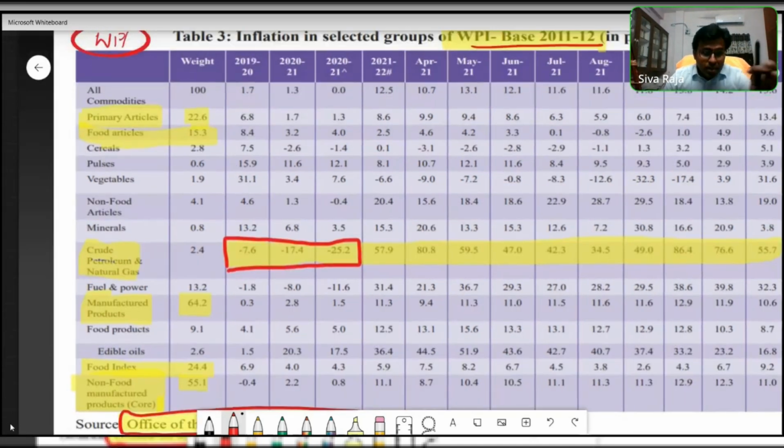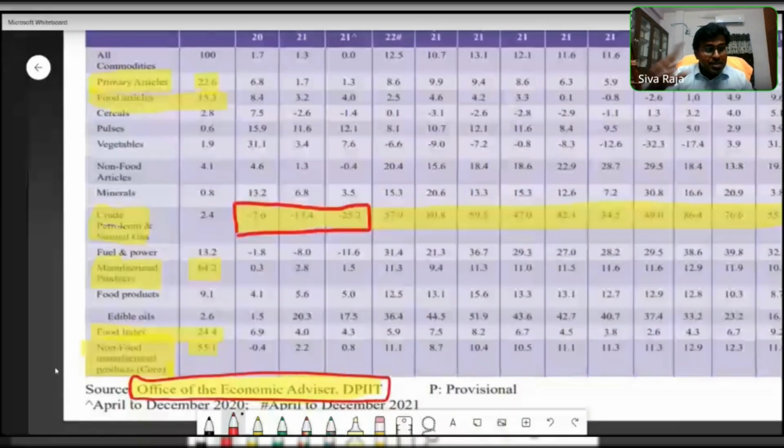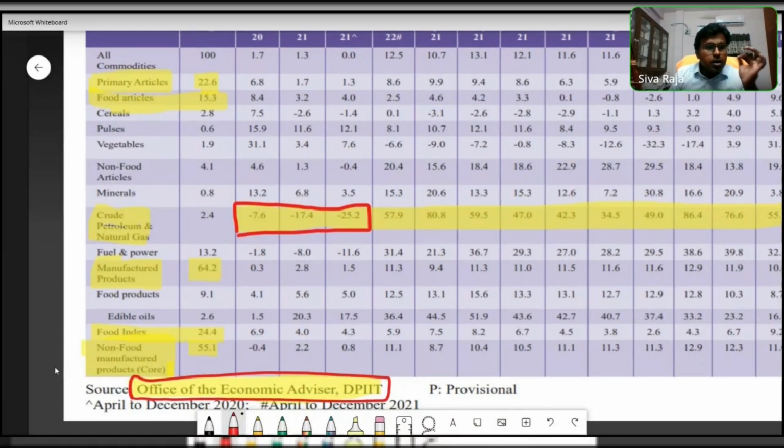So this too is very important. And the next is very important. In WPI, what are the constituents? So there is an index. What that means is that, see, for inflation, I said 100 rupees becomes 120, okay.